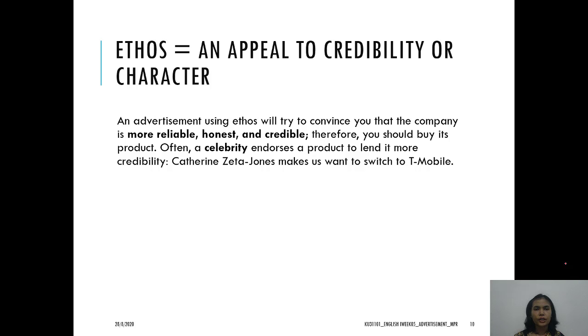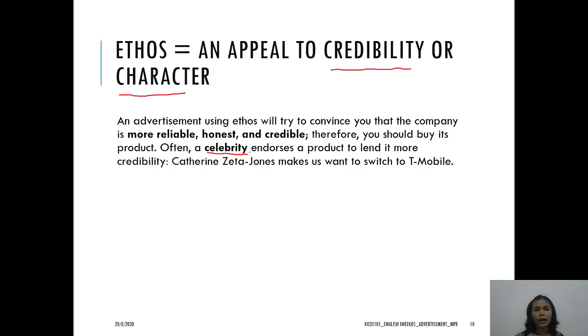Okay, now for the last one, which is ethos. It is an appeal to credibility or character. So the company tends to convince you that they are more reliable, honest, and credible. Therefore, you should buy their product. Okay, and often they use celebrities or a persona to endorse a product to give it more credibility.